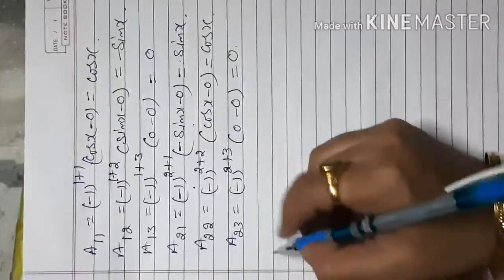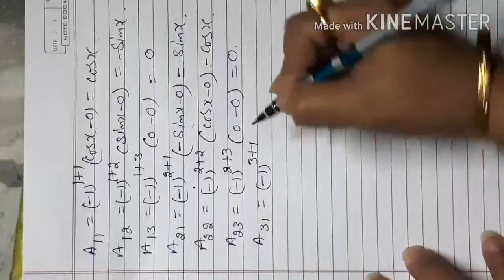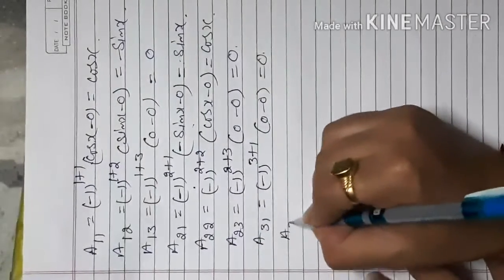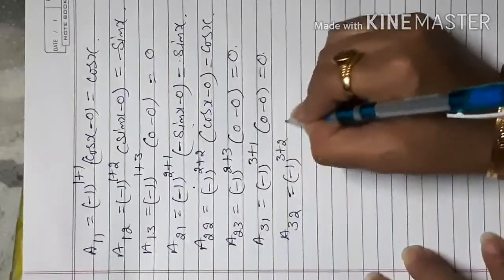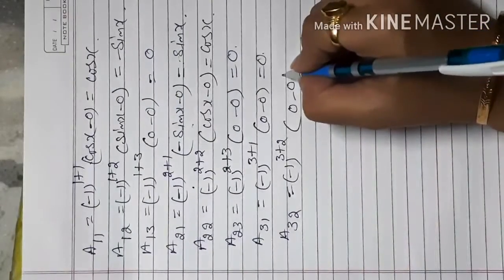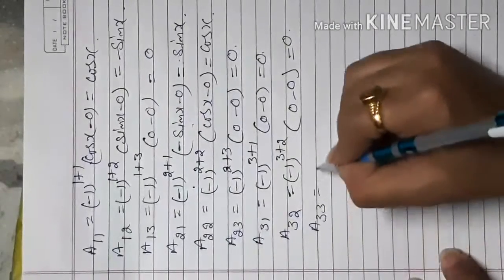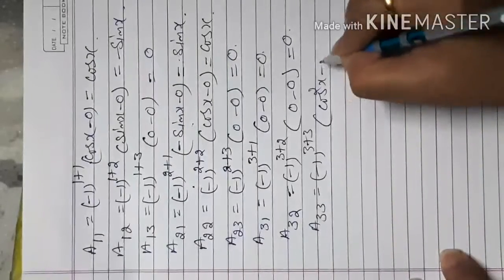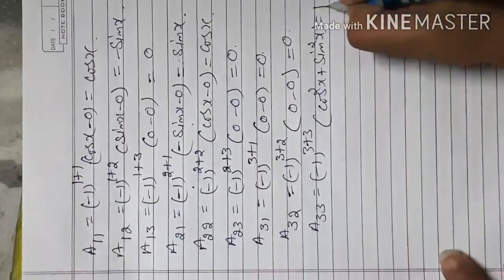Then third row, first column, position sign is 3 plus 1, and 0 minus 0, that is again 0. And third row, second column, position sign is -1 raised to 3 plus 2, and the element is 0 again here, so it will be again 0. Now last, third row, third column, position sign is 3 plus 3, and it will be cos square x plus sin square x, that is equal to 1.